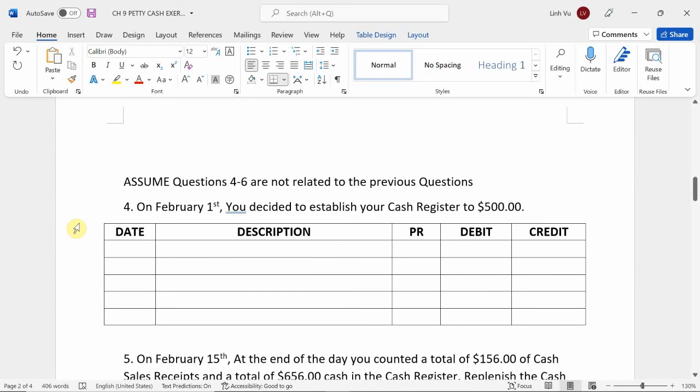All right, questions number 4 through 6 are not related to the previous questions. Okay, so question number 4. On February 1st, you decided to establish your cash register to have $500 in there. So how do you do that? How do you establish your cash register to have $500?